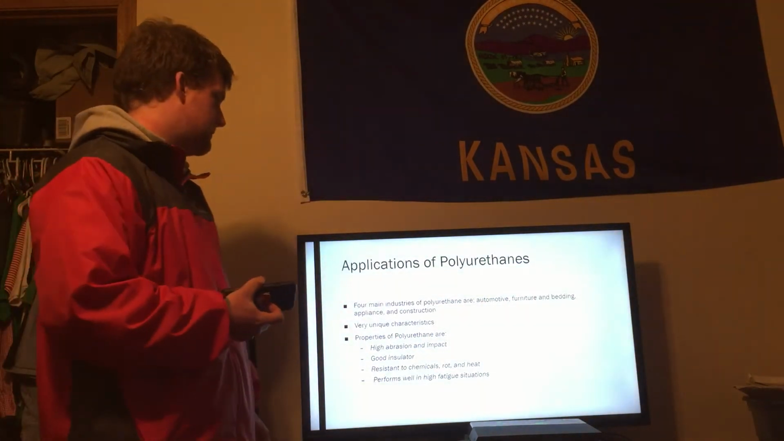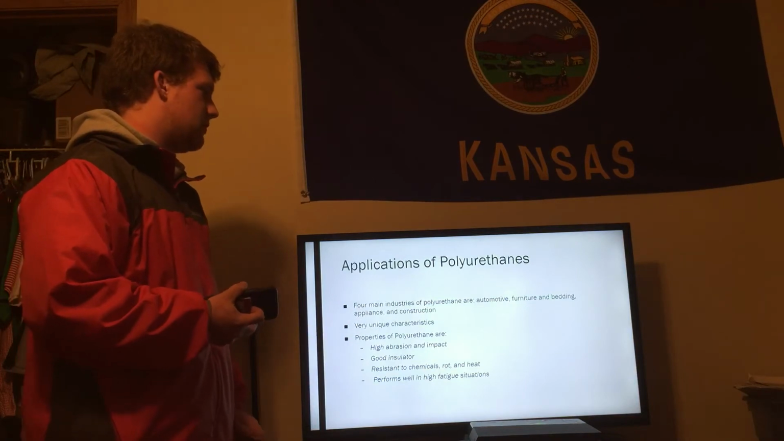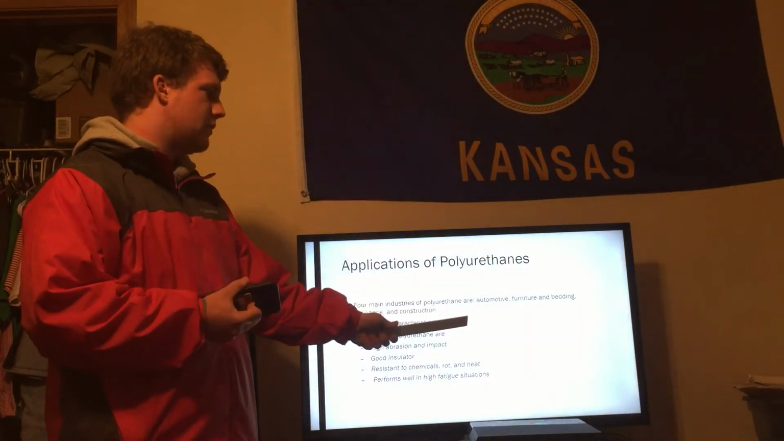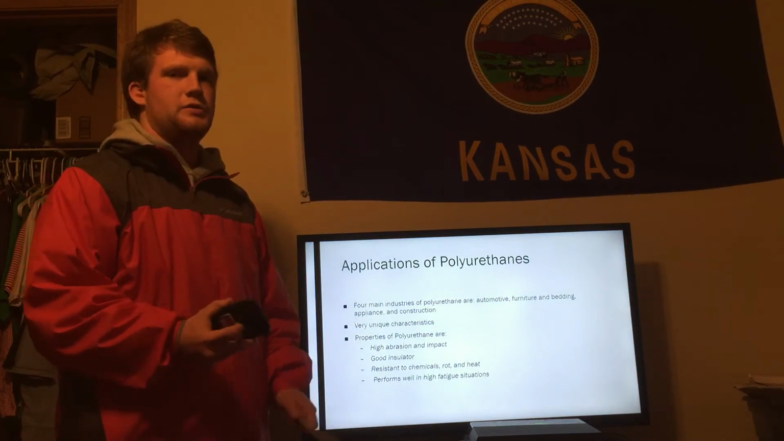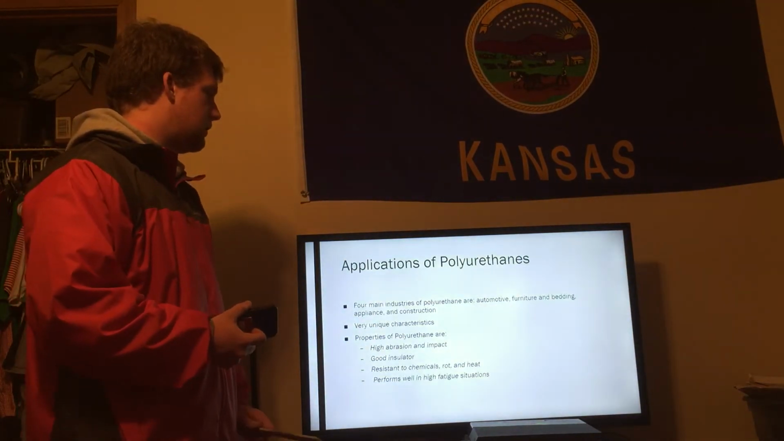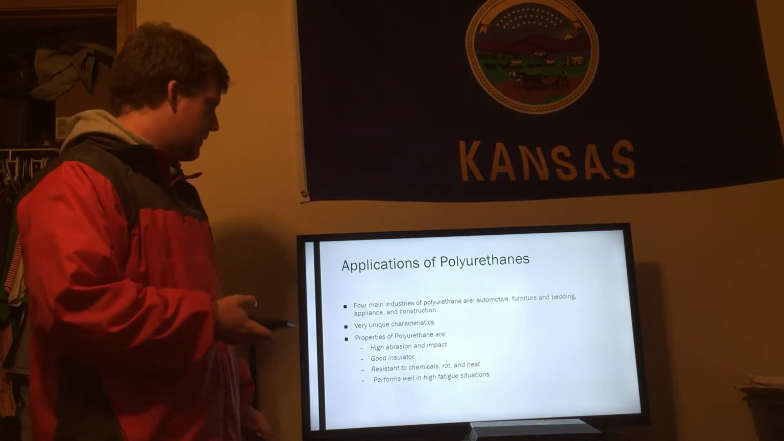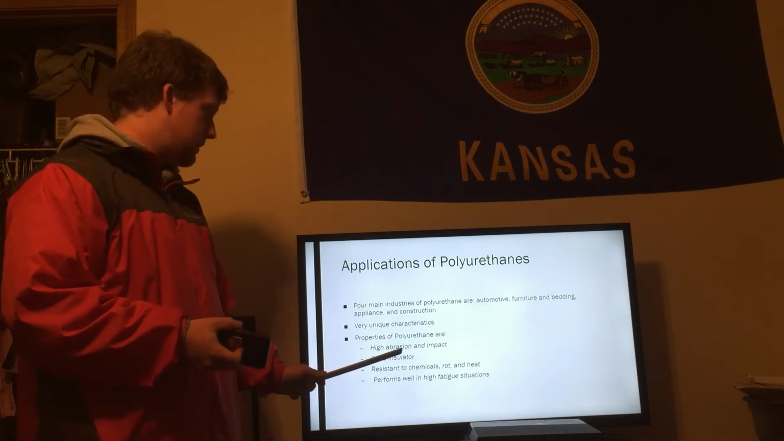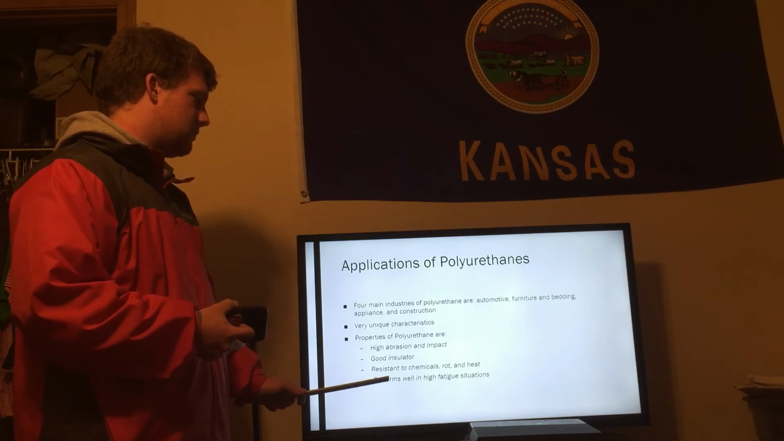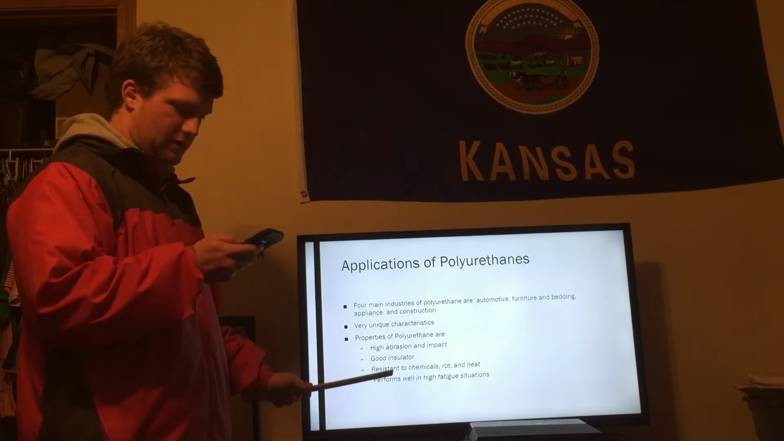Applications of polyurethanes. There are four main industries that polyurethanes are used in: automotive, furniture and bedding, appliance, and construction. It is used in these applications because it has very unique characteristics. The properties of polyurethane are high abrasion and impact resistance. It is a very good insulator. It is resistant to chemicals, rot, and heat. It performs well under high fatigue and heat.